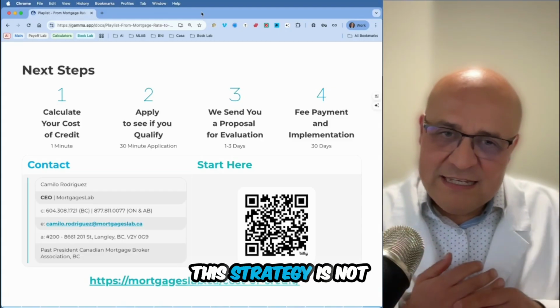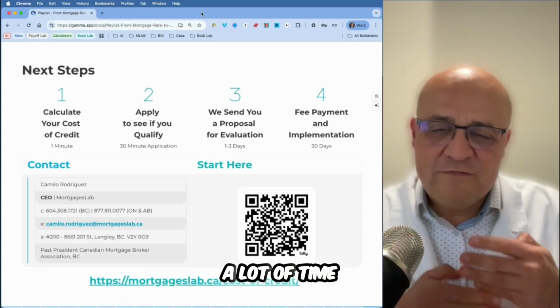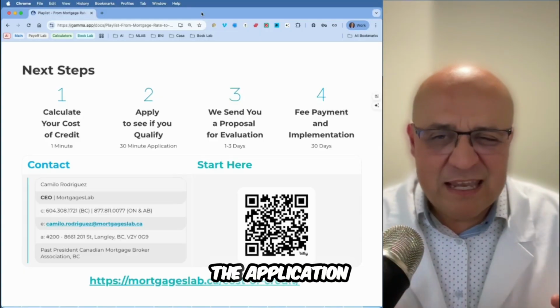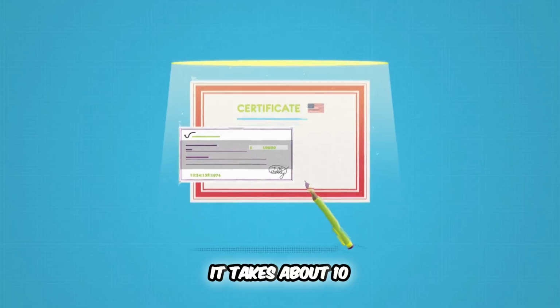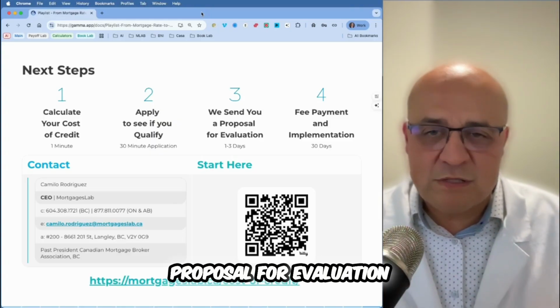This strategy is not for everyone. You need to have some equity in the property. A lot of times you have to have 20% equity in the property. And the application doesn't take 30 minutes like it says there. It takes about 10-15 minutes, and then we'll send you a proposal for evaluation.